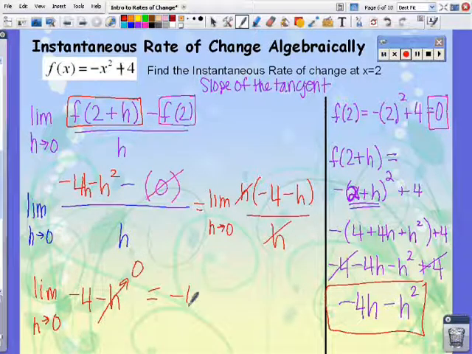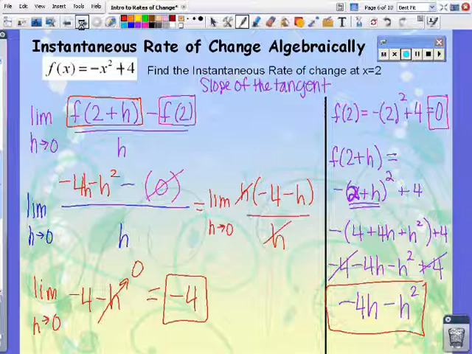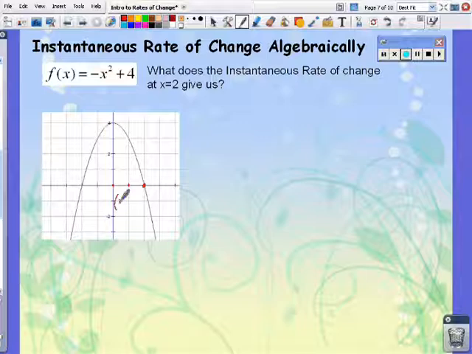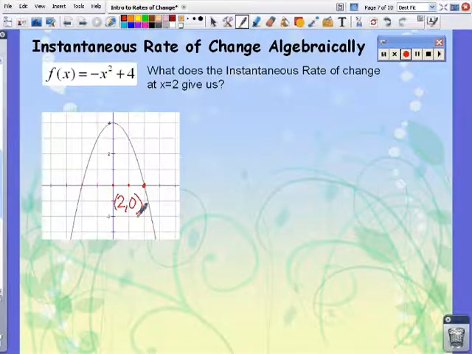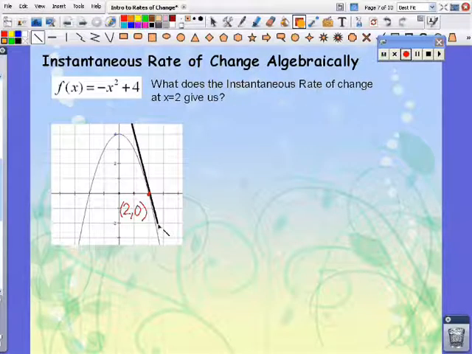The slope of the curve, the slope of the tangent line at x equal to 2 is negative 4. So let's look at what that means in terms of a graph. At x equal to 2, here's your point, 2 comma 0, which we found, f of 2 was 0. What it says is if I draw a line that seems to be tangent to the curve, I bet you that my slope is going to be very close to negative 4.